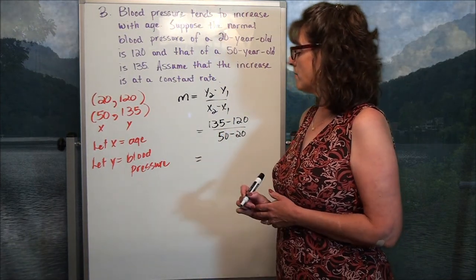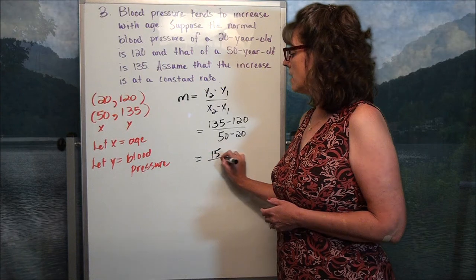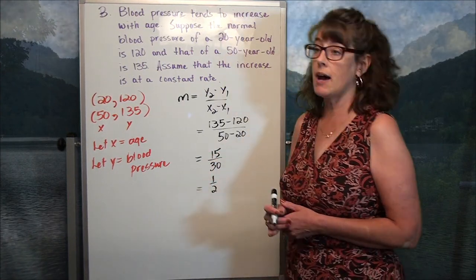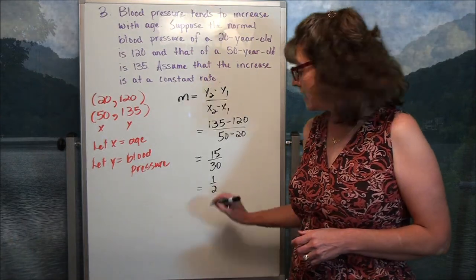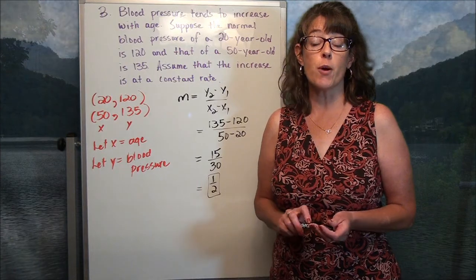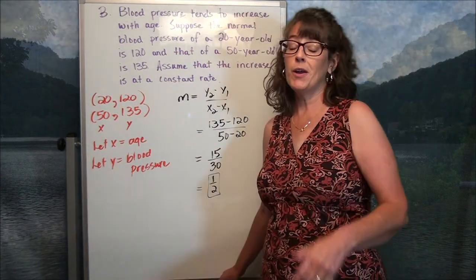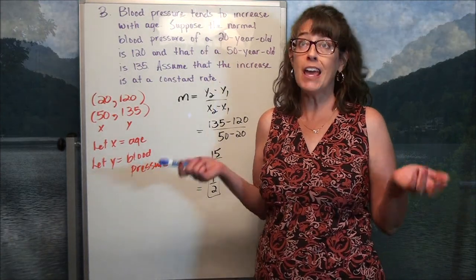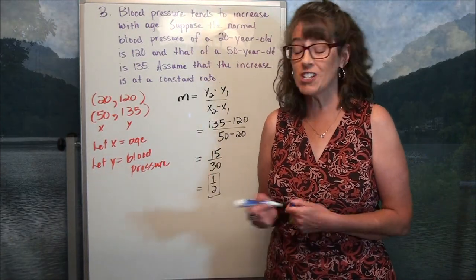Now 135 minus 120 is going to be 15. 50 minus 20 is going to be 30, giving me a slope of 1/2. Now I'm going to utilize that slope, and like we said before, I've got 2 points to choose from, but when I've got a point and a slope, we know that means point-slope. That's why mathematicians are not creative people. Thank goodness we tell you what you need to do.